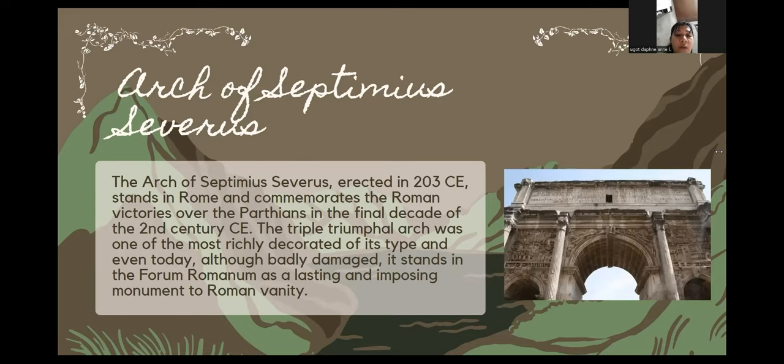monument to Roman vanity. The Arch of Septimius Severus, a triumphal arch made of white marble, was consecrated in 203 AD. It is located near the northeast corner of the Roman Forum to honor the triumphs over the Parthians that Emperor Septimius Severus and his two sons, Caracalla and Geta, achieved during their wars in 194, 195 and 197 AD.